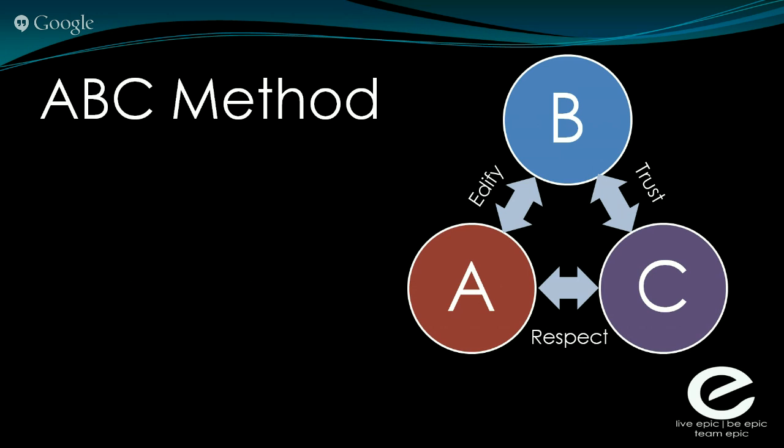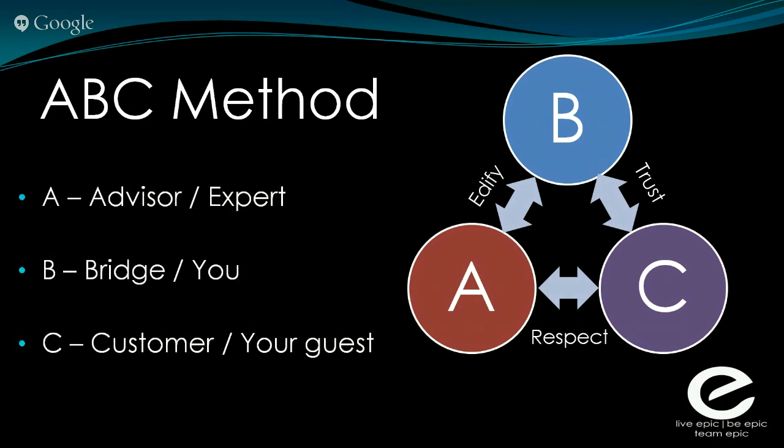So in network marketing, we have something known as the ABC method. Now, this is something that the Chinese team work primarily off very, very well. And this is a very unique, I guess, 2-on-1 situation where you have A, who's the advisor or the expert, or otherwise your upline. The B is the bridge, and that's you. And of course, the C is the customer or your guest.